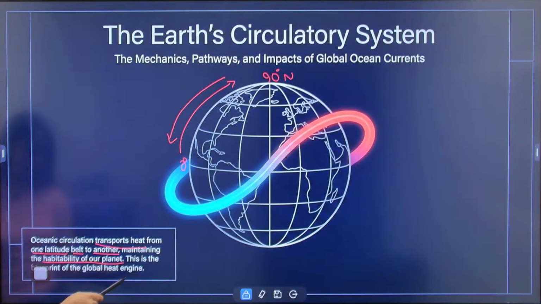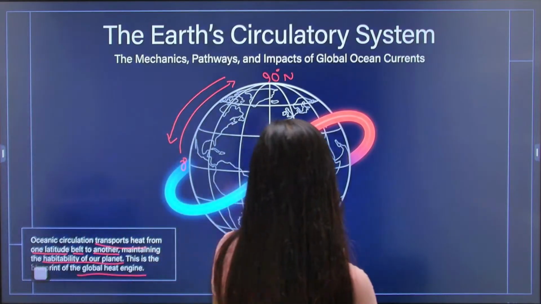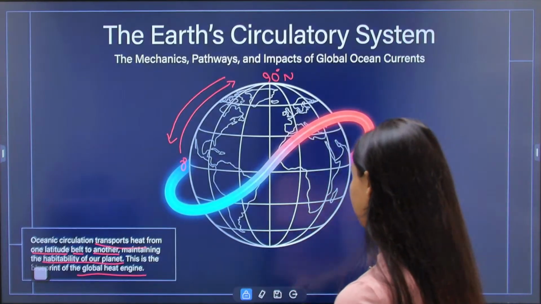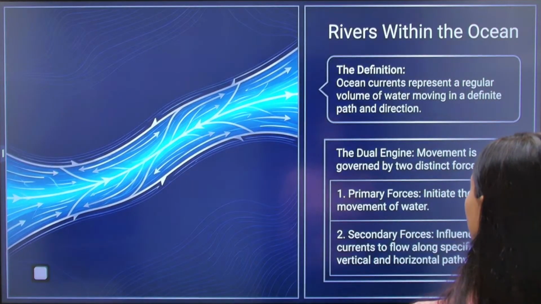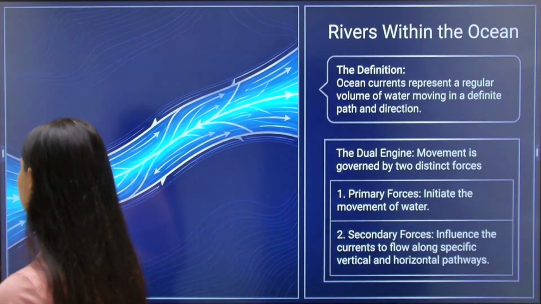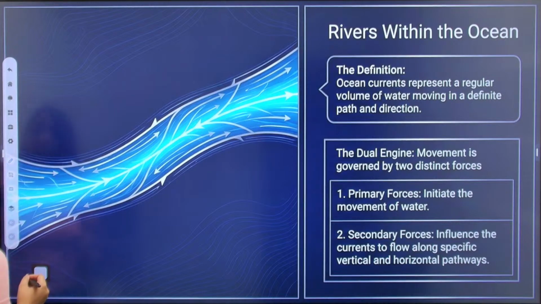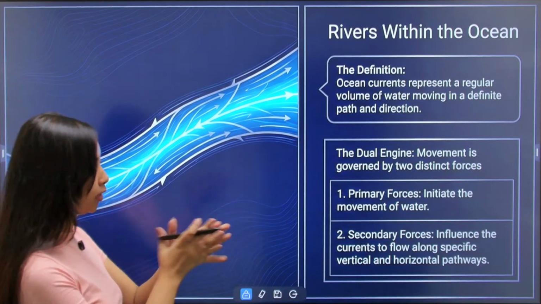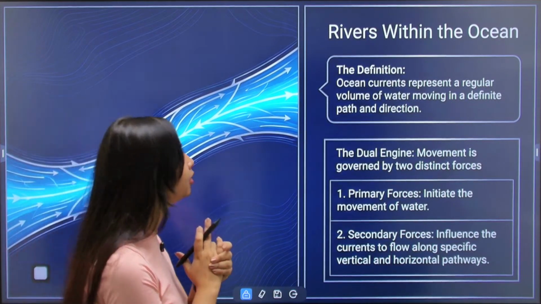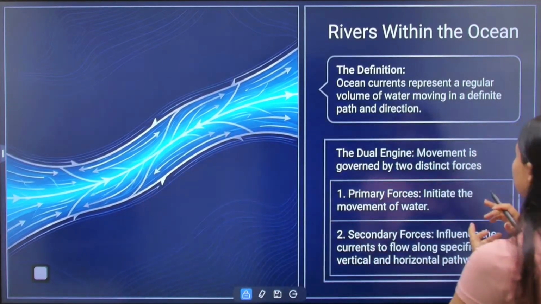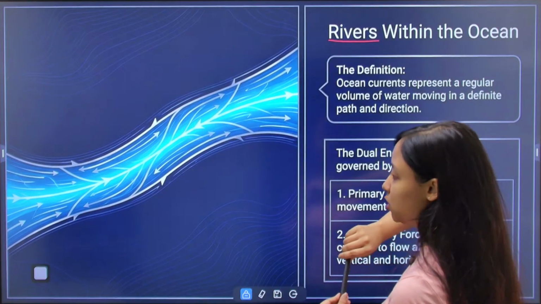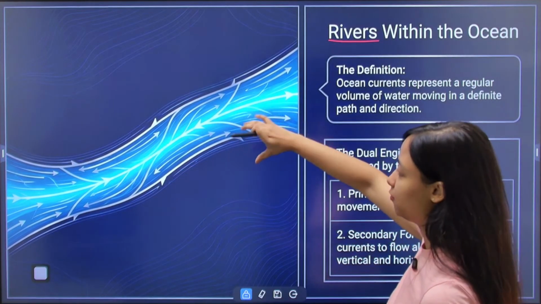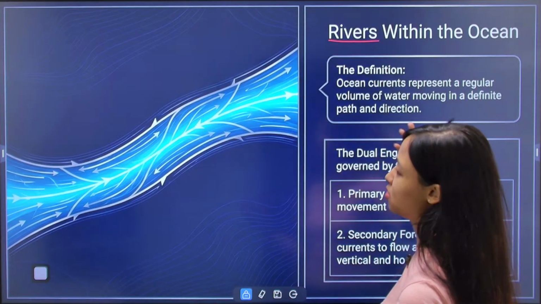This is the blueprint of the global heat engine. This is how heat is regulated all over the globe. Rivers within the ocean. You probably know that rivers are streams of water flowing in some direction, right? So within the oceans also there are rivers. Basically these rivers represent ocean currents, a stream of water that flows in some direction based on some characteristics.